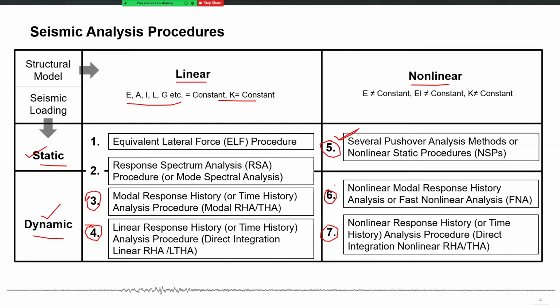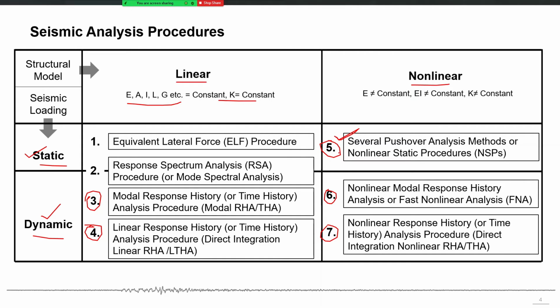So in this domain also we have two methods. One is the FNA method, fast nonlinear analysis, and the second is the time history analysis using the direct integration scheme. Actually, all of those procedures are available in CSI products, including ETABS and SAP. But today in this session, we will be focusing on this 5. It was important to first highlight where we actually lie in the overall scheme of seismic analysis procedures.